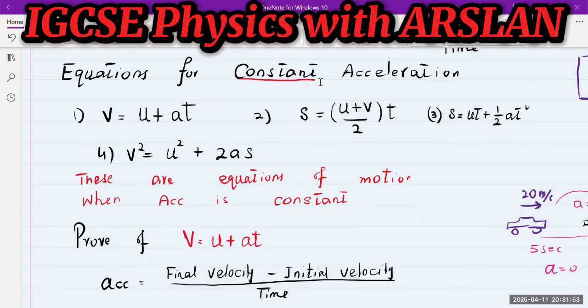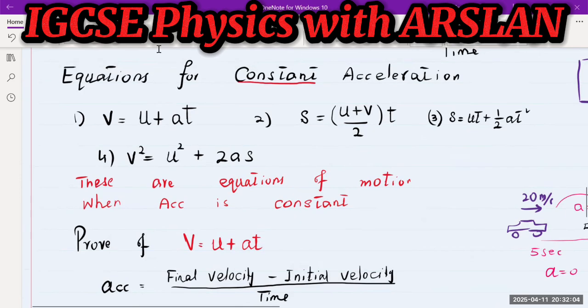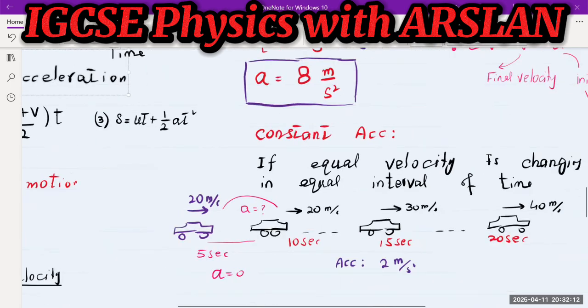So there are four equations of motion. Today I will explain just three, and the fourth equation I will explain with the graphs, because the graphs are also part of this chapter. These equations are only applicable when acceleration is constant, and I already explained when the acceleration is constant.